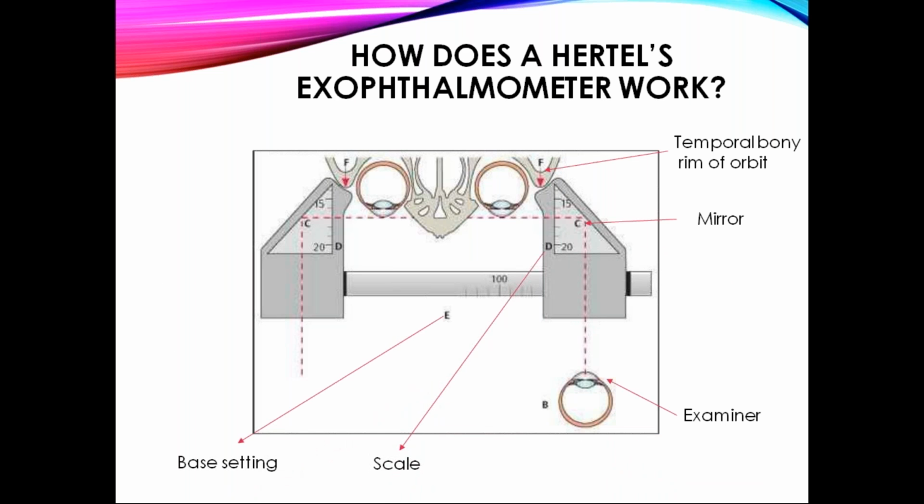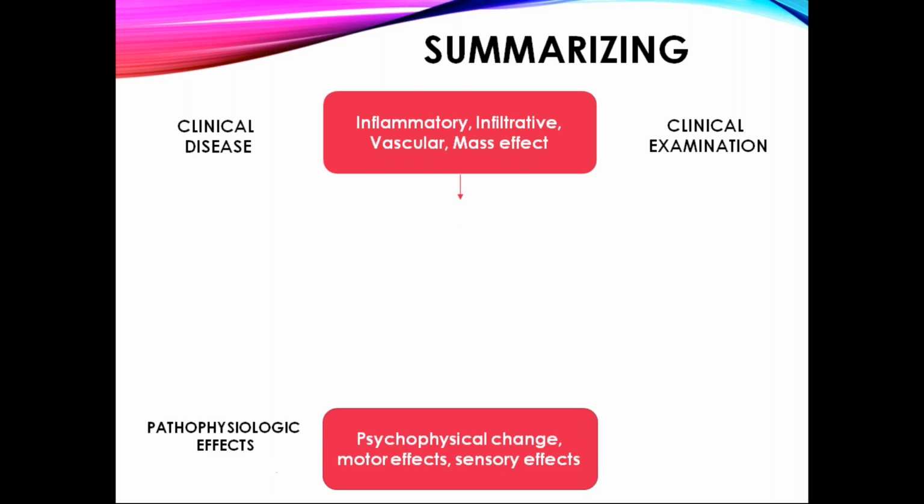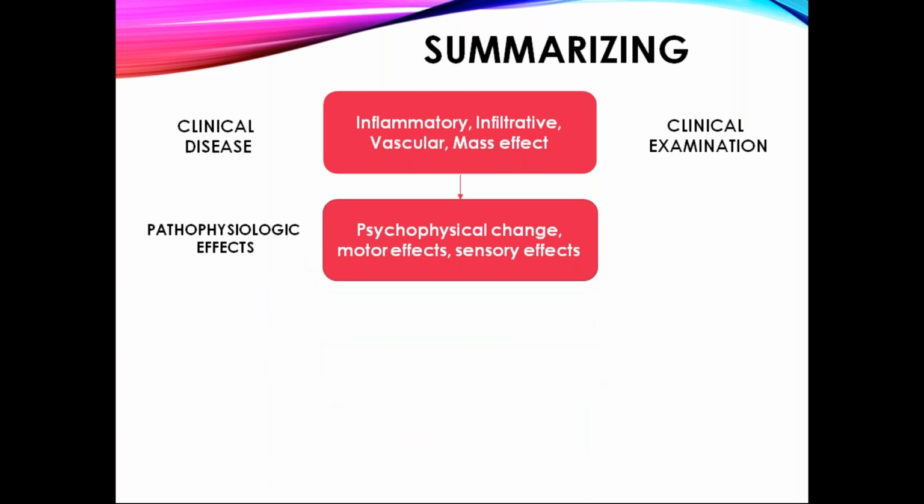A thorough systemic evaluation also is important because many systemic diseases do cause proptosis. So to summarize the evaluation aspects, first we have to see whether the disease is inflammatory, infiltrative, or vascular, or is it a tumor, or is it a mass effect. And then your clinical examination will proceed accordingly. The next thing you have to do is see the effect of the disease. What are the psychophysical changes, what are the motor effects, what are the sensory effects, which nerves are involved, which muscles are involved, is the movement affected, is the optic nerve affected, is the third nerve affected, is the fourth nerve affected, is the sixth nerve affected. All these things you have to evaluate.